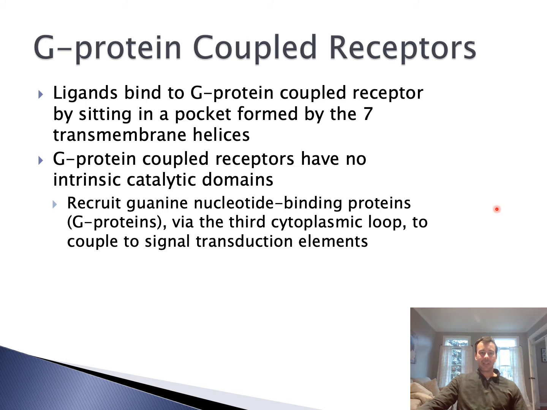What happens is the ligand binds to the G protein coupled receptor on the cell membrane by sitting in a pocket formed by the 7 transmembrane helices. The G coupled receptor itself has no intrinsic catalytic domain. It recruits these G proteins, or the guanine nucleotide binding proteins, via this third cytoplasmic loop, which I showed on the previous diagram, to couple signal transduction elements.